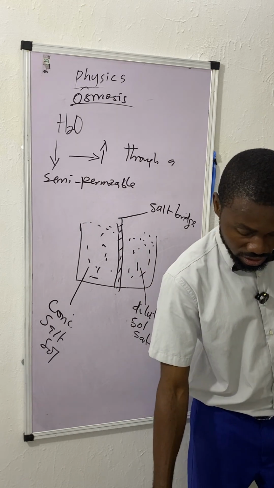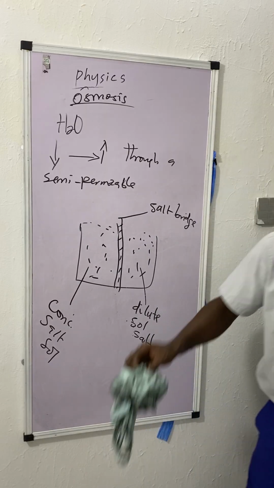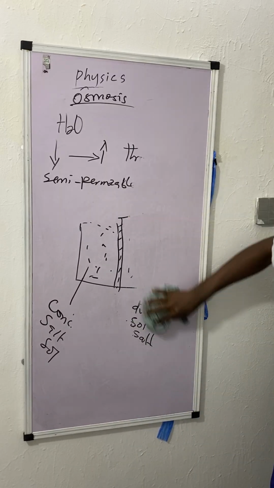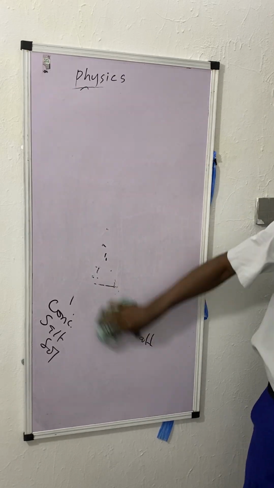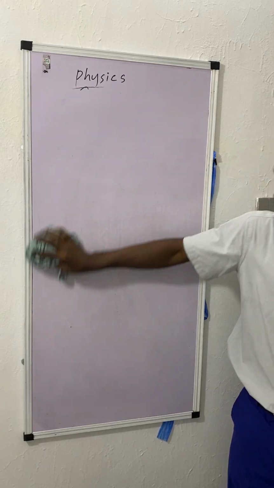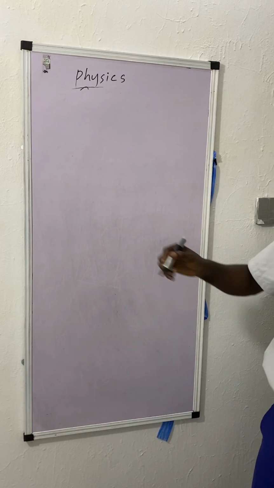So let's quickly look at surface tension. Surface tension is the frictional force that exists in a liquid on a surface, where the liquid spreads into a thin film.